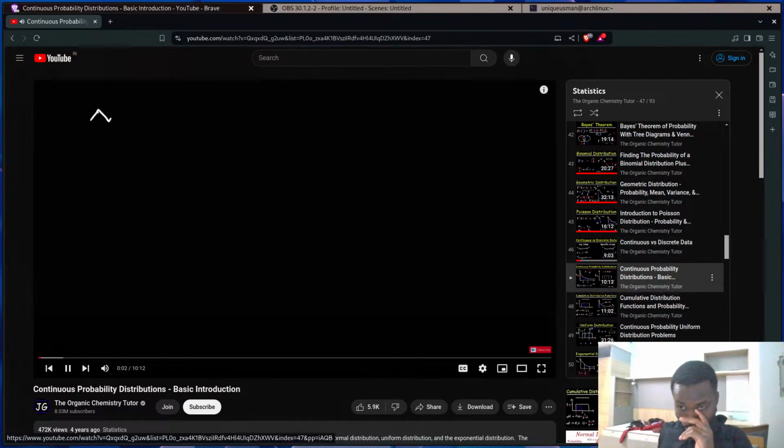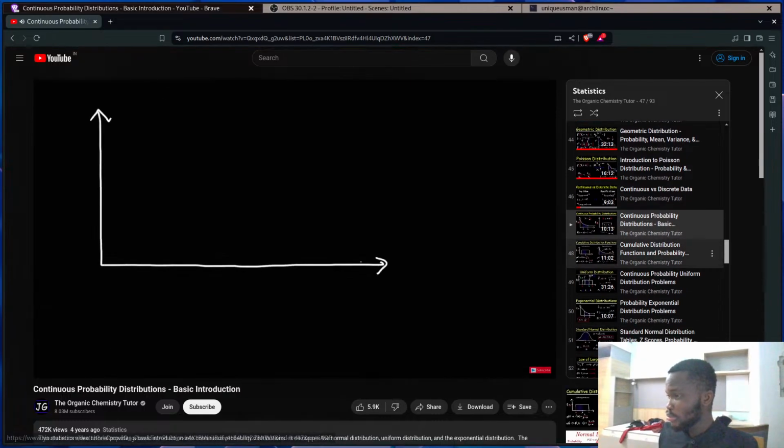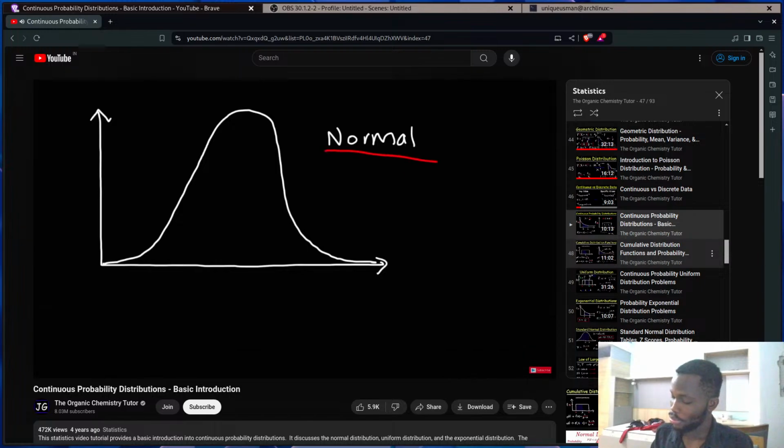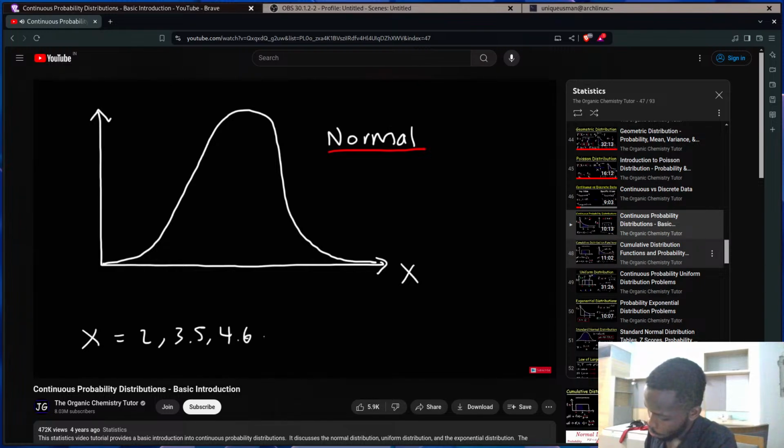In this video, we're going to talk about continuous probability distributions. So here's an example of a type of continuous probability distribution. This one is called the normal distribution. Now it has the continuous random variable x. X could be anything. It could be 2, it could be 3.5, it could be 4.68. It could be anything along the x-axis. Now if we had discrete random variables, x would have restrictions. It could be like 1, 2, 3, 4, 5. But when dealing with continuous random variables, x could be anything. It could take on any value.